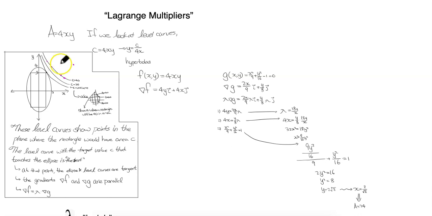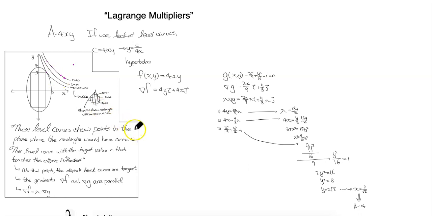Of course, the further away it is, the greater the area is going to be. But because we have this constraint of needing to be on the ellipse, we're going to look at the level curves closer and closer until we suddenly touch the ellipse, and we're going to touch it at this point right here, and that's going to be the answer. It's going to be the place that has a point on the ellipse with greatest area for the rectangle.